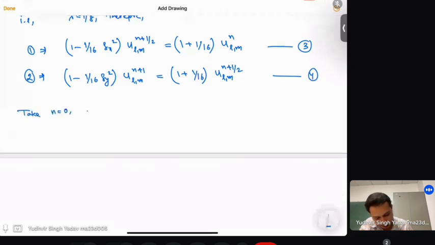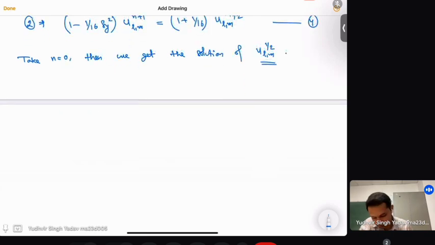Taking n equals to 0, then we get the solution of u_l,m at half. So we will take n equals to 0. So from equation number 3, we will have (1 - δx² u_l,m at half) (1 + 16 δy²) u_l,m at 0.